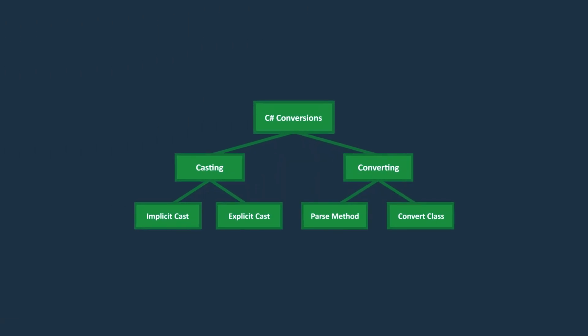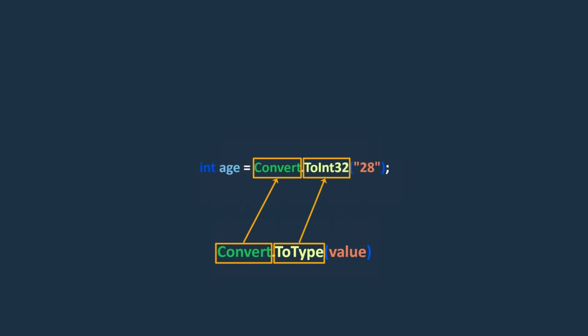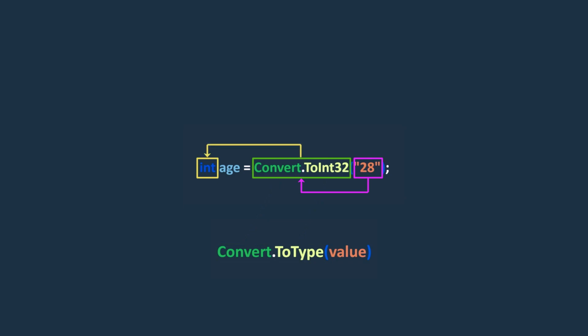Alright, now it's time to talk about the Convert class. The Convert class provides a set of methods that can be used to convert between different data types, such as strings, numbers, and booleans. And this is the general syntax for the Convert class. For example, for converting a string to an int, we use Convert.ToInt32 method. In this example, this method basically changes the data type of this value from a string to an int. Let's show you other examples.